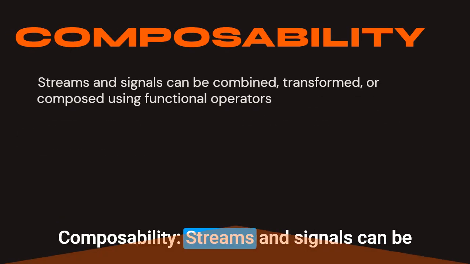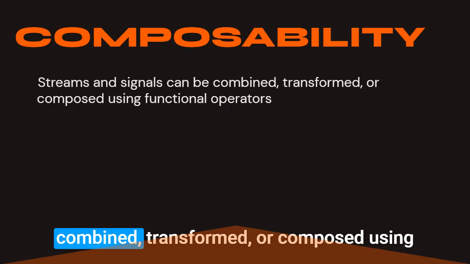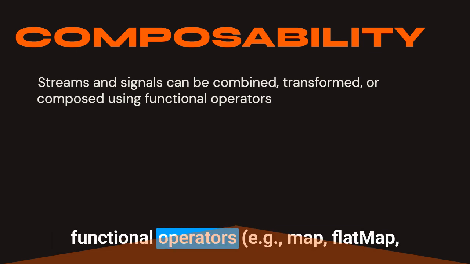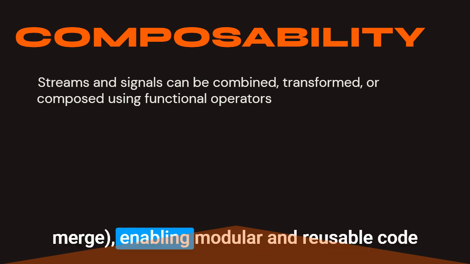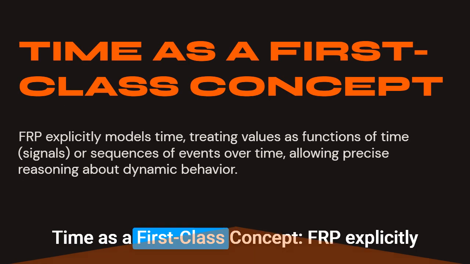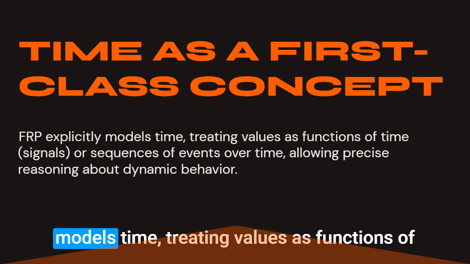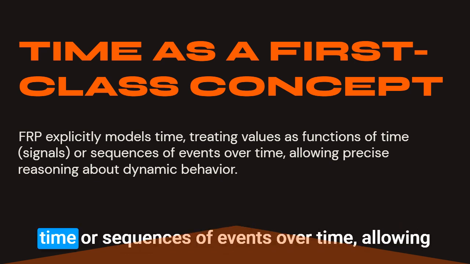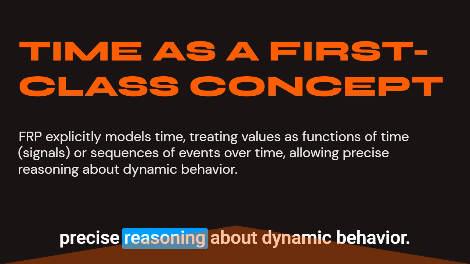Composability. Streams and signals can be combined, transformed, or composed using functional operators, e.g. map, flat map, merge, enabling modular and reusable code for handling complex event-driven logic. Time as a first-class concept. FRP explicitly models time, treating values as functions of time or sequences of events over time, allowing precise reasoning about dynamic behavior.